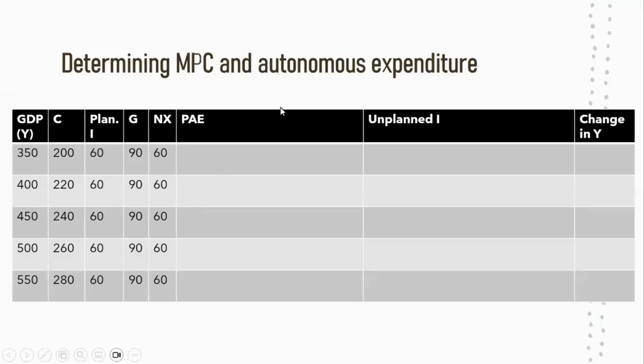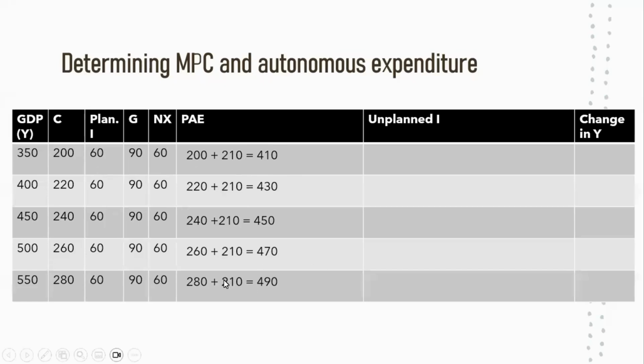So with this, we can start with the first one. 200 plus 210 give us 410. Same thing, you have the consumption plus these three values that remain the same. And you keep moving down the table. 220 plus 210 equals 430. 240 plus 210 equals 450. 260 plus 210 equals 470. And finally, 280 plus 210 equals 490. So we're going to keep these values in mind as well as we move on.